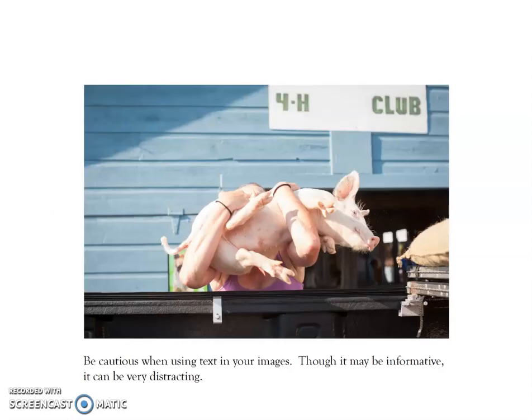Text. Our eyes are really drawn to text. In the bottom here, I'm saying be cautious when using text, right? It's the same thing as with the people in the picture. If you don't want the text to be part of what the viewer looks at, don't include the text, right? Move around and take the photo where the text is removed from the photo, because anytime there's text in an image, our brain and our eyes just want to make sense of it.